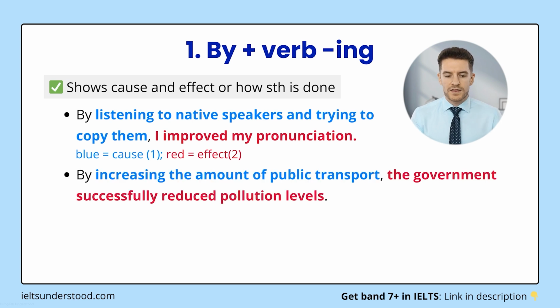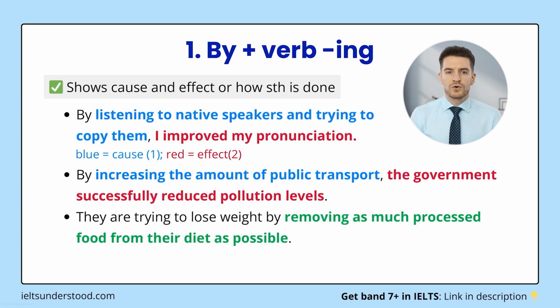Now let's have a look at another example. By increasing the amount of public transport, the government successfully reduced pollution levels. So again, we are looking at the cause in the blue and then the effect or the result in the red. So increasing the amount of public transport was the first thing that happened. And then the result of that was that the pollution levels went down or they decreased.